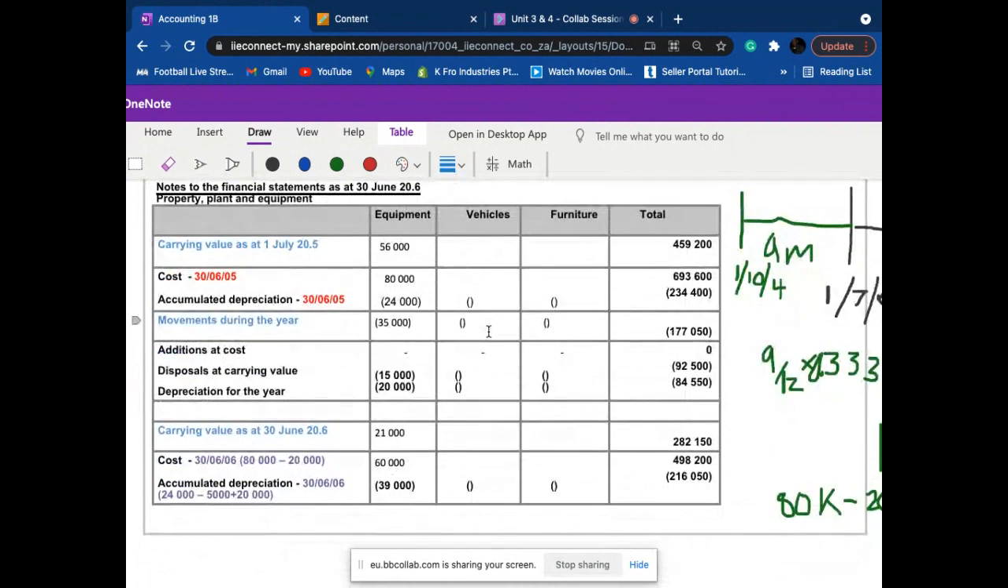vehicles. With vehicles, again, they told us that the cost of all our vehicles is 560,000. And what was the accumulated depreciation on our vehicles?